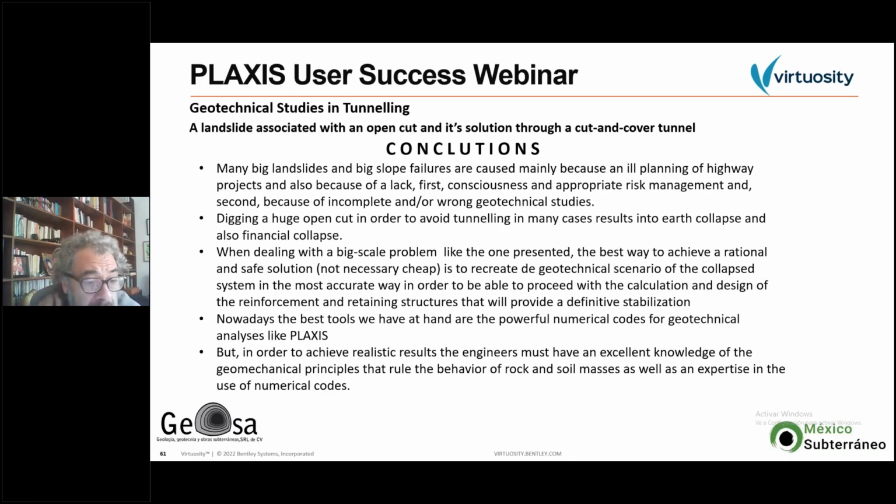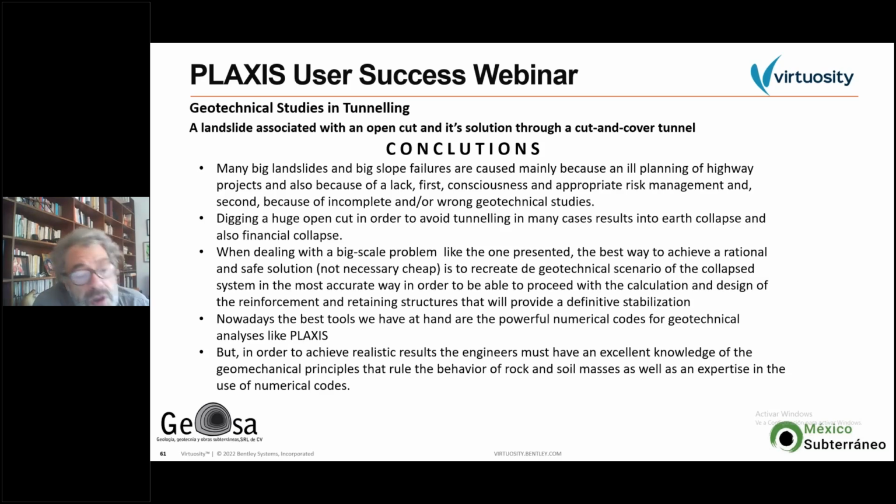Then another conclusion is that when dealing with a big scale problem like the one presented, the best way to achieve a rational and safe solution, not necessarily cheap, is to recreate the geotechnical scenario of the collapsed system in the most accurate way, in order to be able to proceed with the calculation and design of the reinforcement and retaining structures that will provide a definitive solution, stabilization.